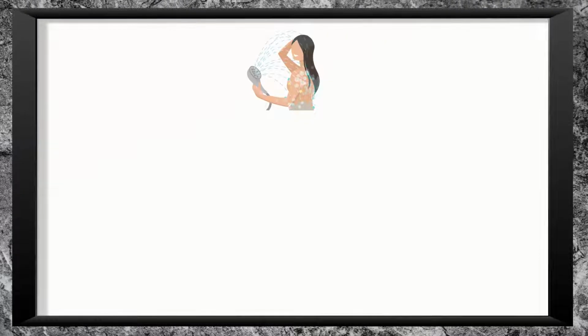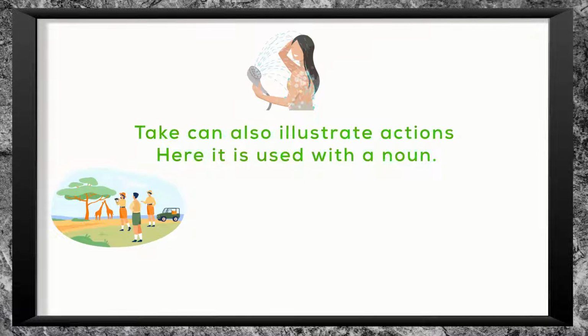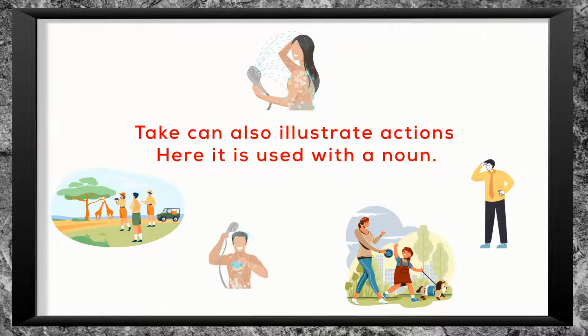What is he doing? Yes, he's taking a shower. Take can also illustrate actions. Here it is used with a noun. Take a picture, take a look, take a walk, take a shower. In all the examples, you can see take plus a noun indicating an action.